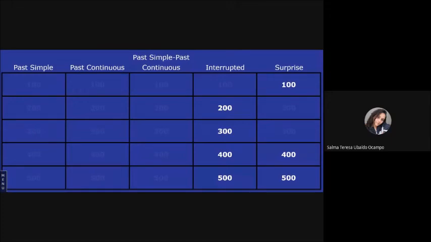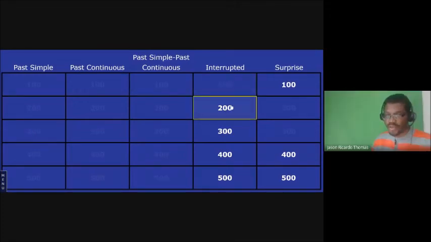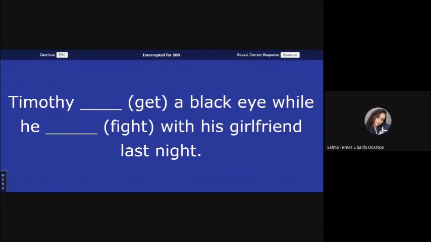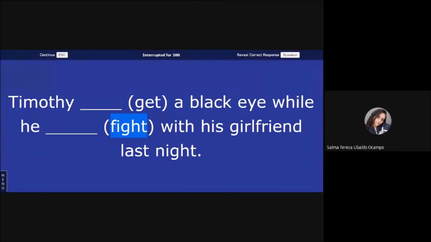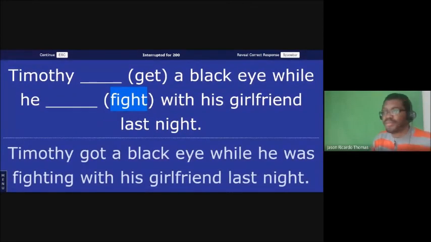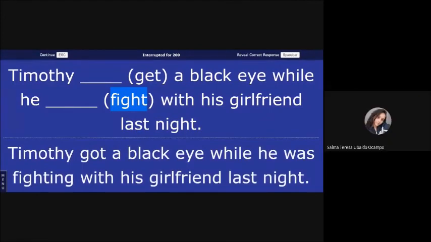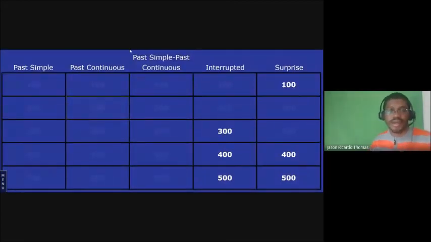200, interrupt. Interrupted? Yes. All right. Before a while, past simple. After a while, past continuous. Go. Timothy getting? No. Past simple. Timothy got blackout while he was fighting with his earphones last night. All right. Don't be that girl. Be careful also with your microphones.